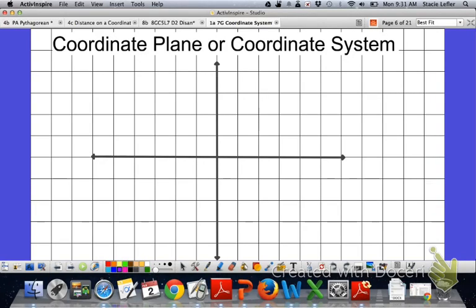This is a coordinate plane. It's also called a coordinate system. And a coordinate system is made when two number lines intersect at a right angle or 90 degrees.